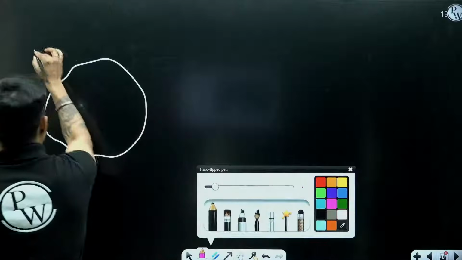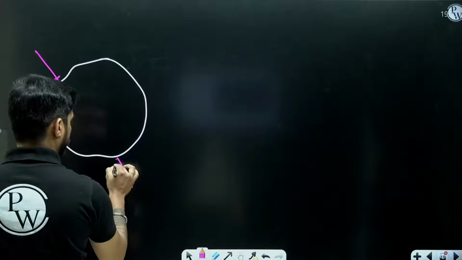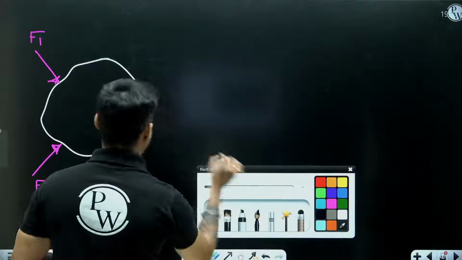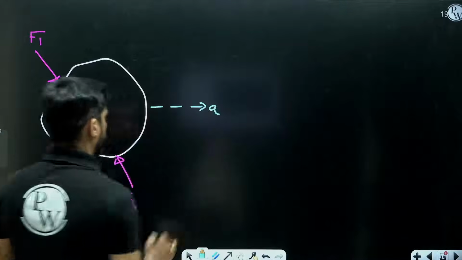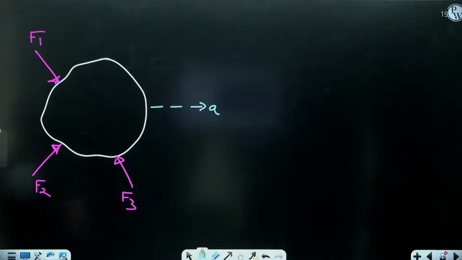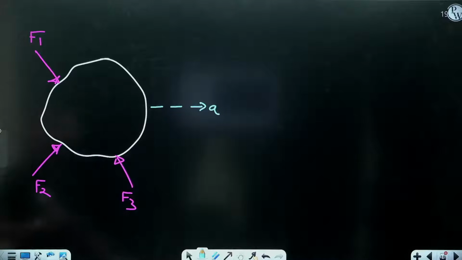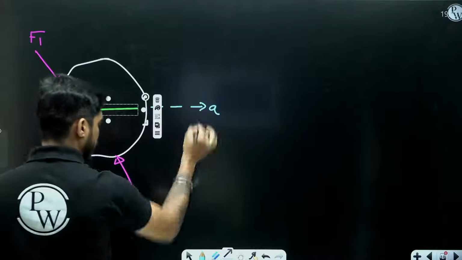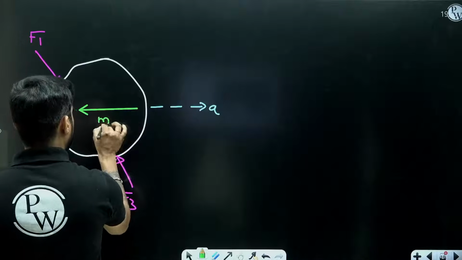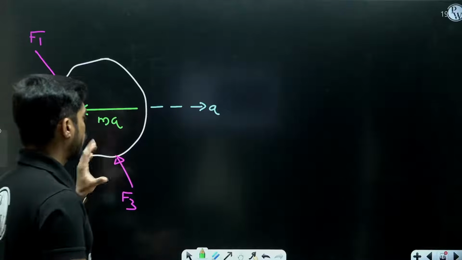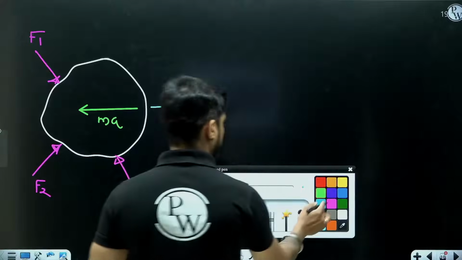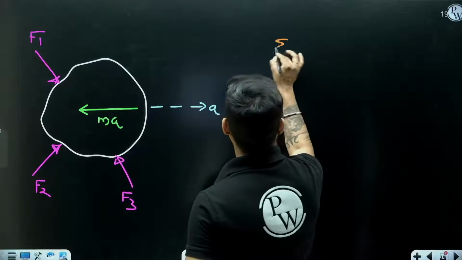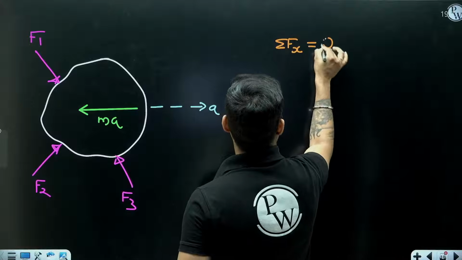Okay, this is F1, this is F2, this is F3, and it is having acceleration in X direction. So right now it is a problem of dynamics. But if I apply a dummy force opposite to the direction of motion, opposite to acceleration a, and this dummy force is ma, so now it becomes a problem of statics. Now I can apply summation of Fx equals 0.